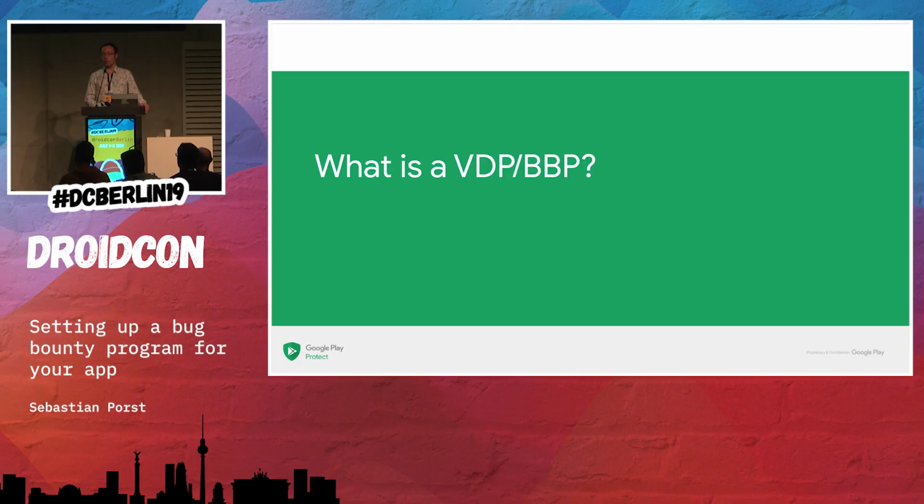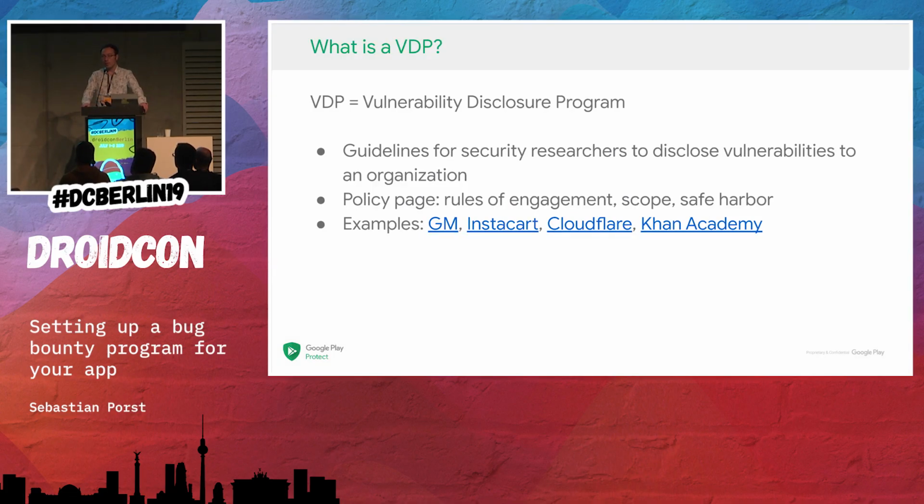Starting off with what is a vulnerability disclosure program / bug bounty program? In general, a vulnerability disclosure program is just a standardized way for security researchers to interact with you as developers, to disclose vulnerabilities towards an organization.